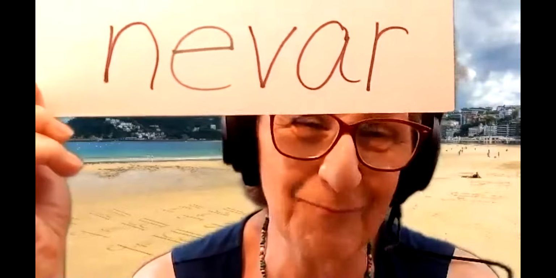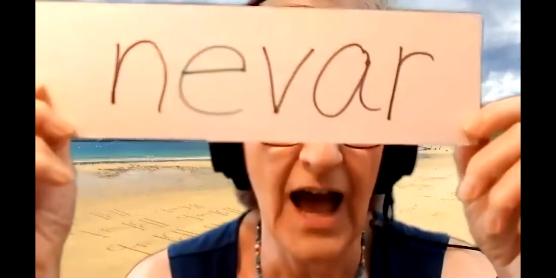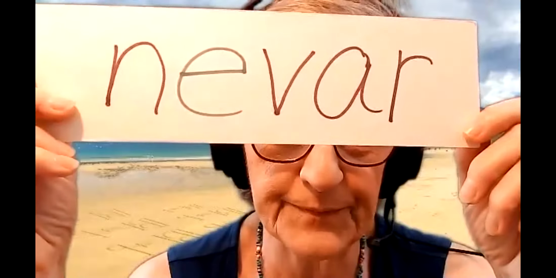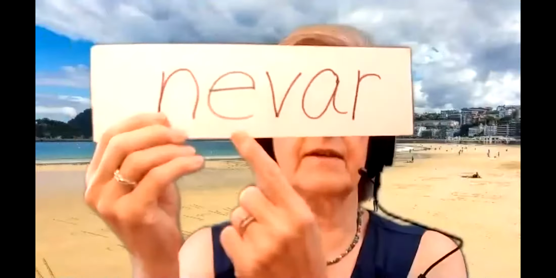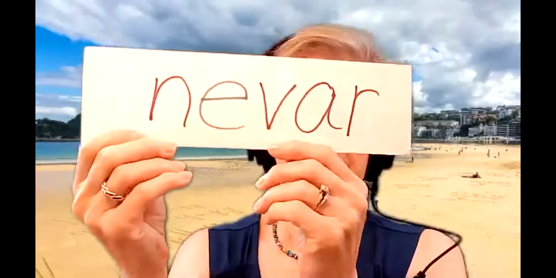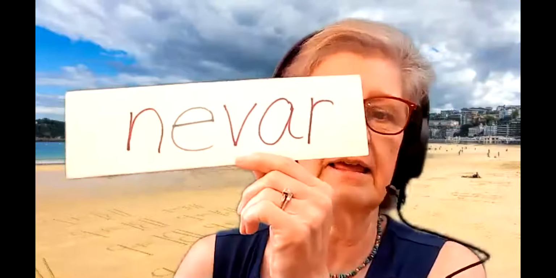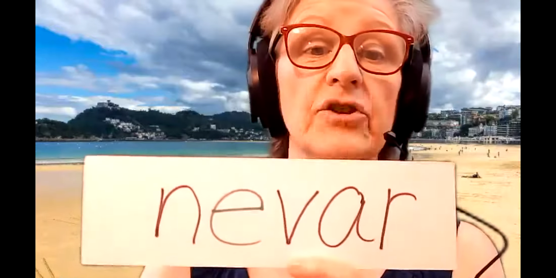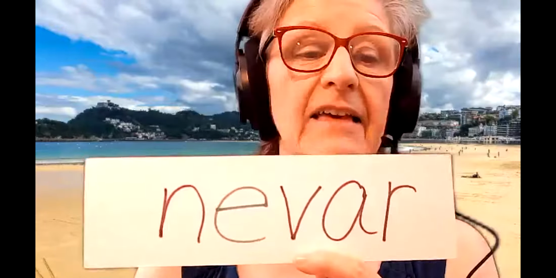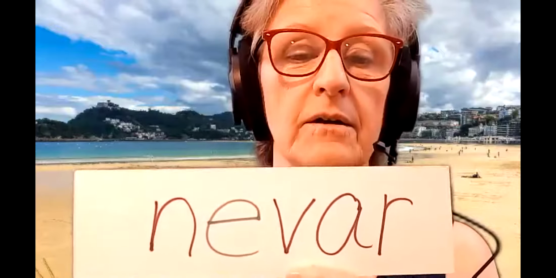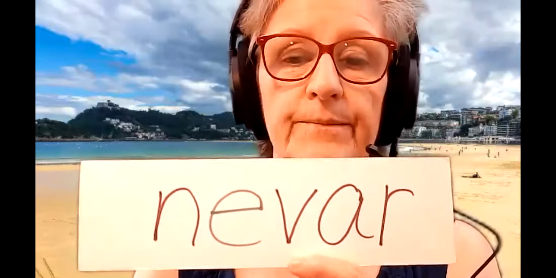And we're going to do more weather stuff soon. Nevar, nevar. This is a stem-changing verb, nevar. Why did I not show this to you with the other IEs? Because we only use it in one conjugation. Nevar es to snow. To snow. Nevar.